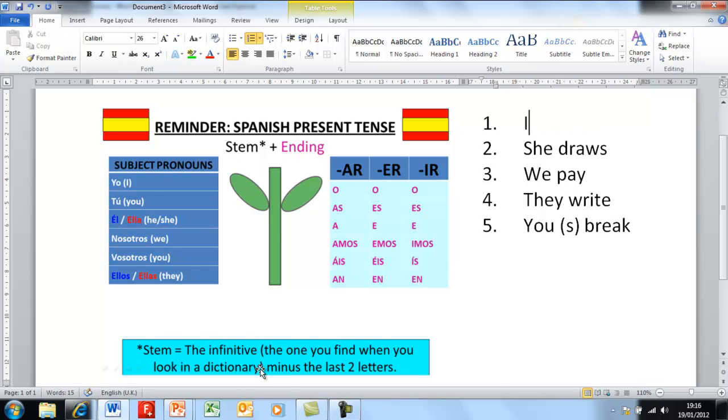So we type in the infinitive, bailar. And as you can see with this reminder on the left, we need a stem plus an ending. And the stem is the infinitive, the one you find in the dictionary, minus the last 2 letters.